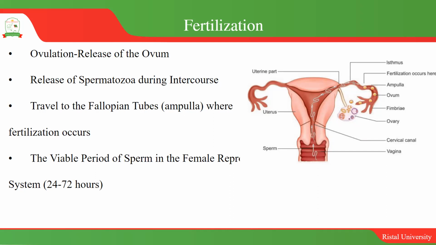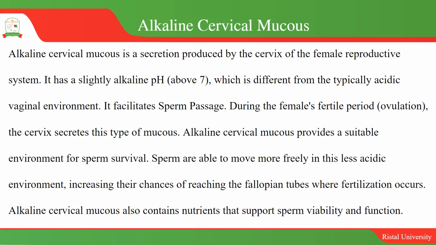The sperm cells can remain viable in the female reproductive tract for about 24 to 72 hours. That is 1 to 3 days. We have to recognize the importance of the environment conducive for the viability of the sperm cell.